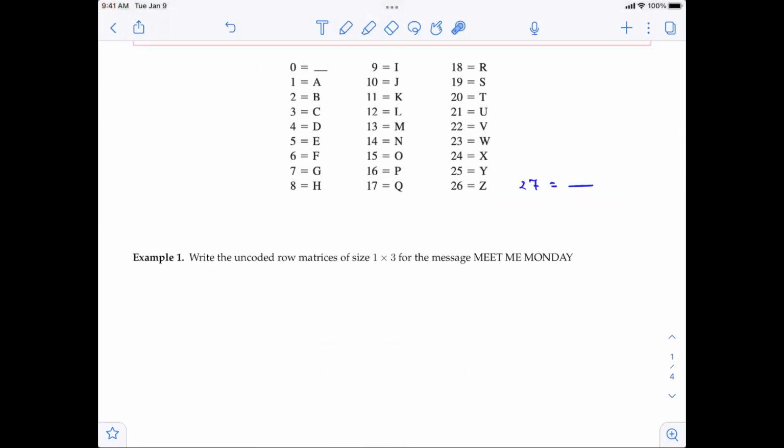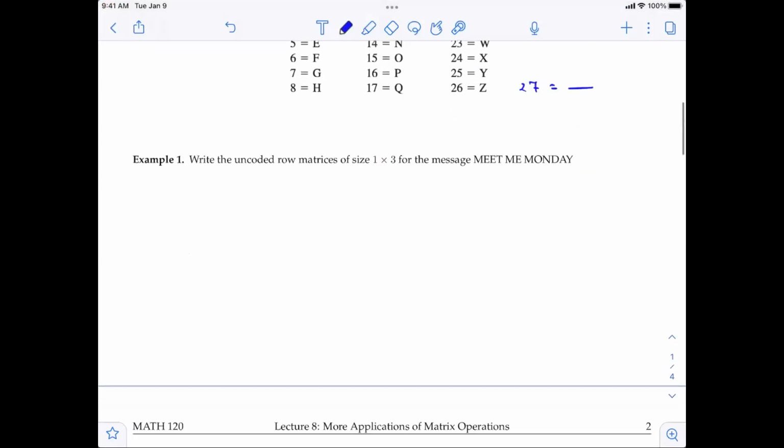All right, so the first thing in this example is to write the uncoded message into row matrices. You have the message "meet me Monday." What you can do is partition the message, including the blank space or the spacing between the words, into groups of 3. Why groups of 3? Because you want uncoded row matrices of size 1 by 3.